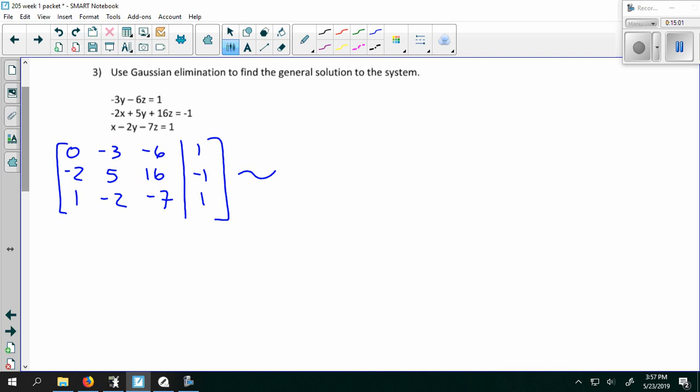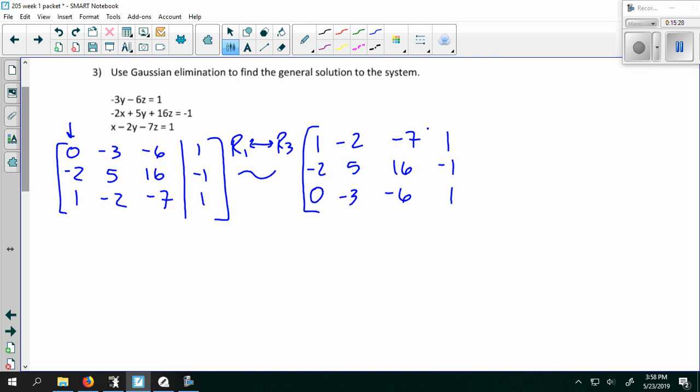Okay, so I'm going to do a row swap to get a 1 in the first row, first column. I'm going to swap row 1 and row 3. So I have 1, -2, -7, 1, -2, 5, 16, -1, and 0, -3, -6, 1.